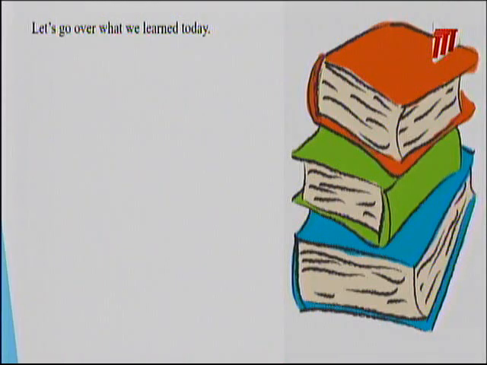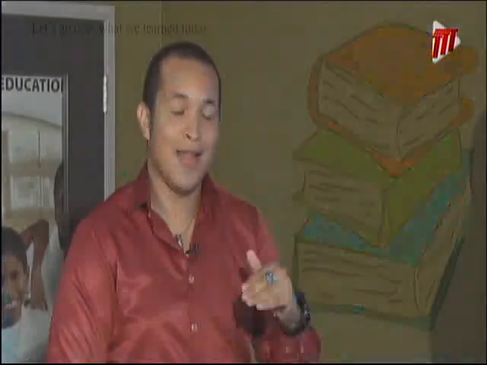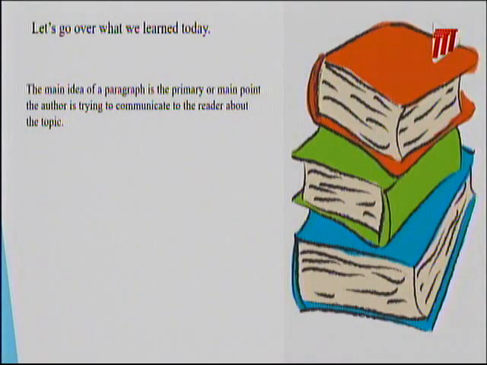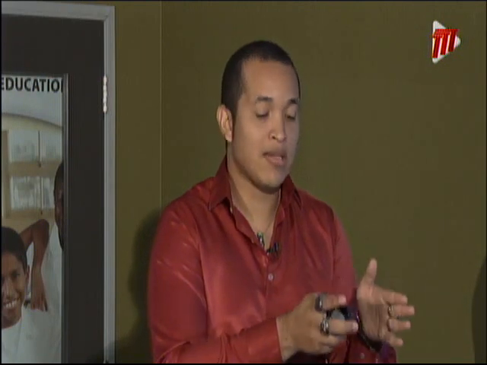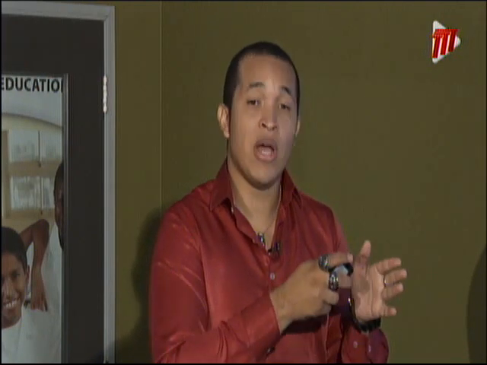So good job on what you just did. Very, very good job. Let's go over one more time everything that we would have learned today, all the important bits, and I saved the best one for the end, the most important one for the end. So 1, the main idea of a paragraph is the primary or main point the author is trying to communicate to the reader about the topic. So whatever your topic is, your main idea has to be based on or around that. Any information you convey has to be around your topic, and you have to stick to whatever you are trying to convey to your reader.